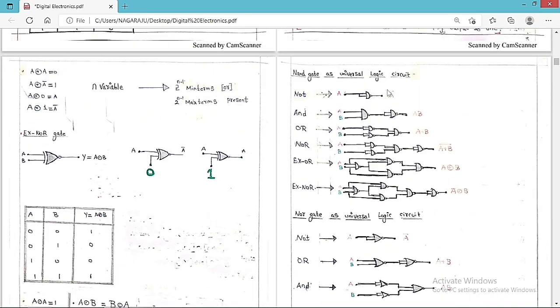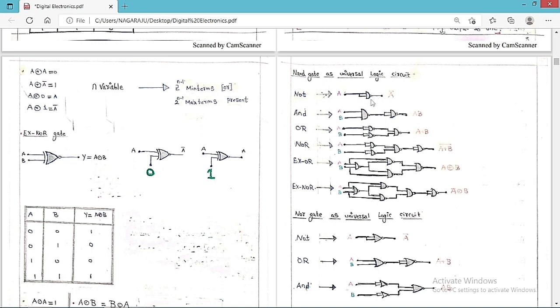So the NAND gate is a universal logic gate. So how do we represent the NOT gate in terms of NAND? Just tie the two input terminals of the NAND gate to a common input A. Then Y is equal to (A into A) whole complement, and since A into A is equal to A, the output is A bar. So this is called the NOT gate.